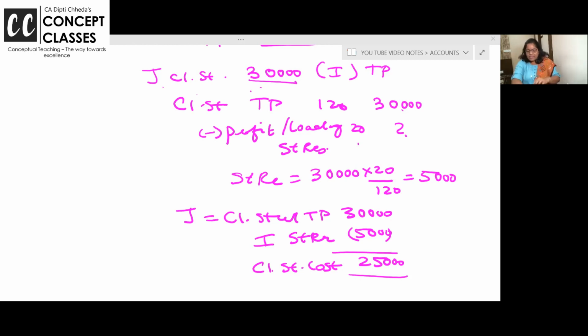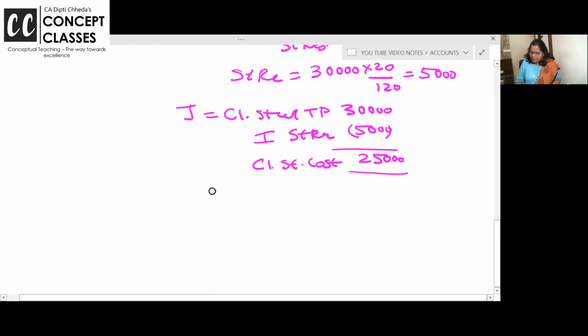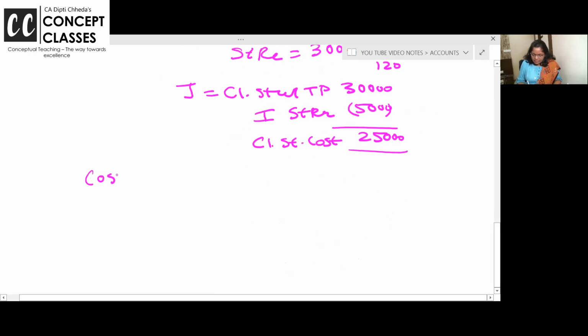Yes, same way you can make many equations. Like if the cost is 100 and loading is 33 1/3 on the cost, then the transfer price will be 133 1/3. I don't know if you understand 1/3, 33% of 100 and 1/4. 4 times 33 will come 1/4.